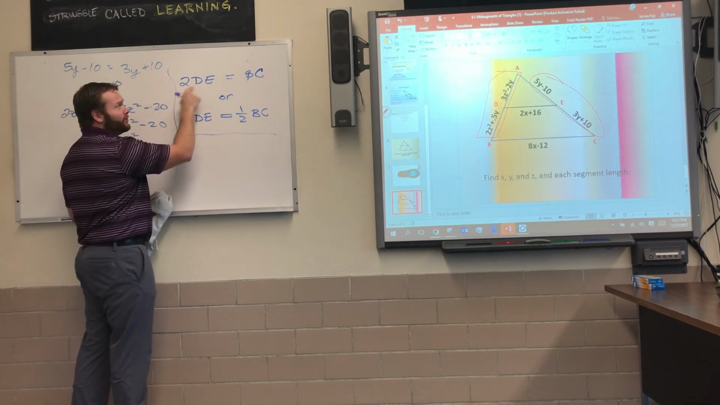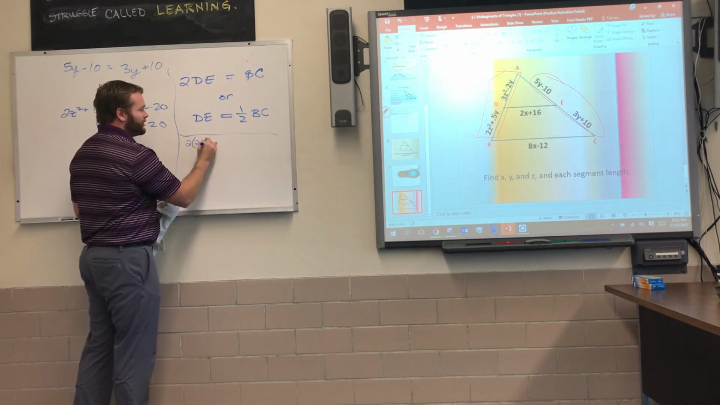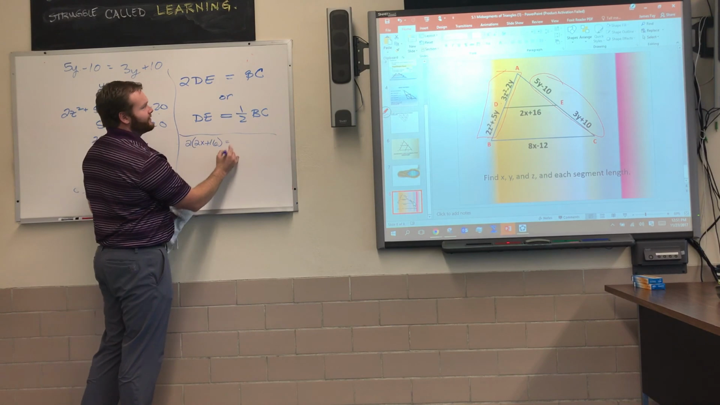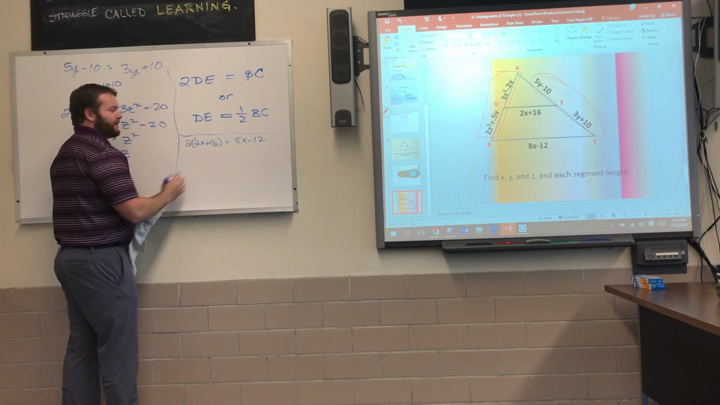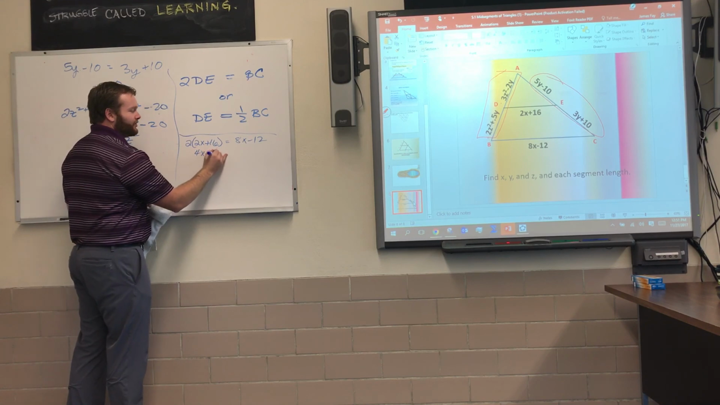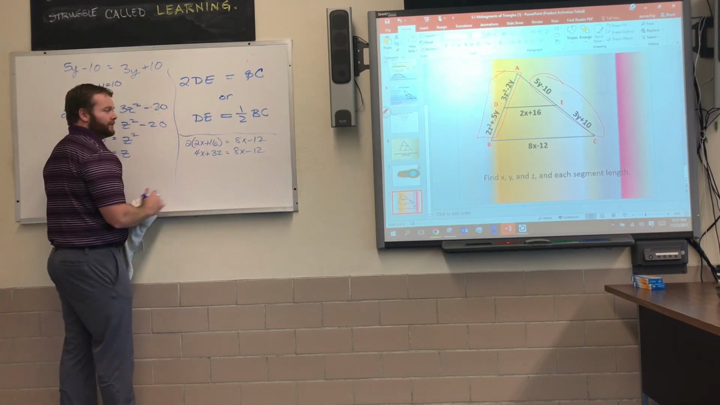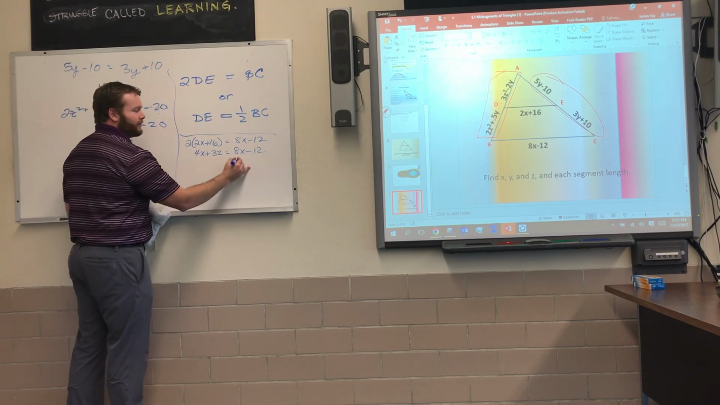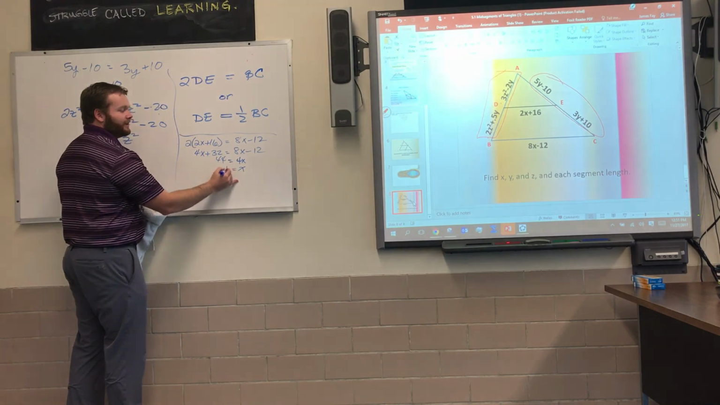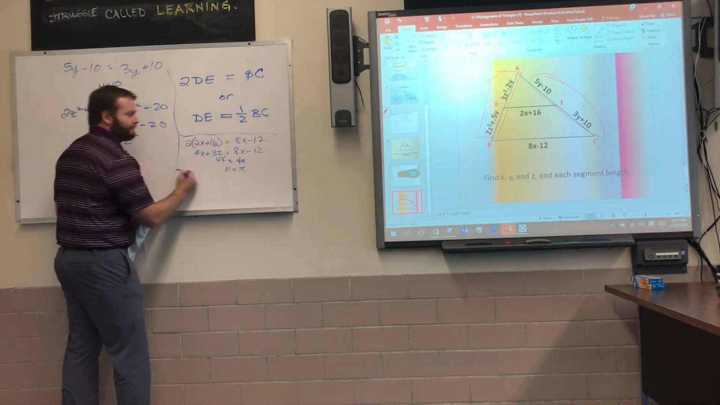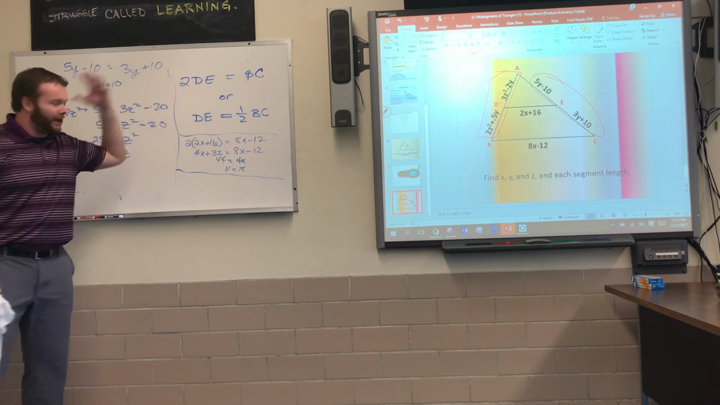If I could do 2 DEs, that means 2 times 2x plus 16 is then equal to 1 BC, which is 8x minus 12. This gives me 4x plus 32 equals 8x minus 12. Move your 4x over, move your 12 over. X ends up being 11, right? Okay. Now I look at that and think, I know my relationship.